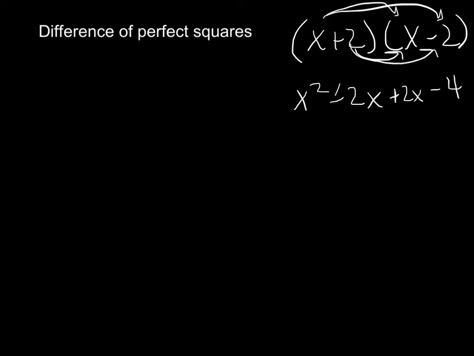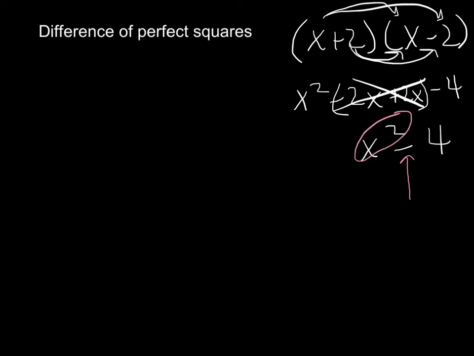And then what always ended up happening was in here, these two things would be exactly the same, so they would cancel out, which would leave me with x squared minus 4. This x squared minus 4, this is what we call the difference of perfect squares. Well, where that comes from is the fact that this is minus, so I'm taking a difference. X squared is a perfect square, and 4 is a perfect square.